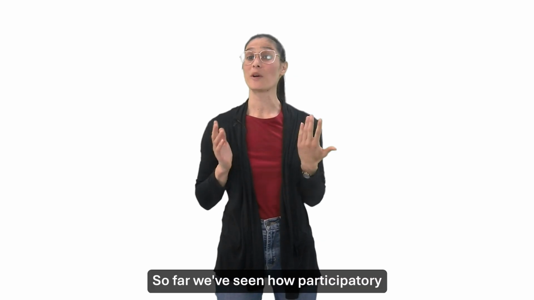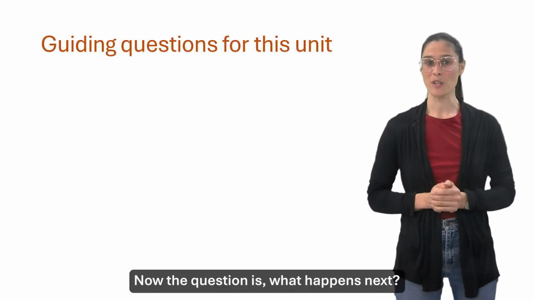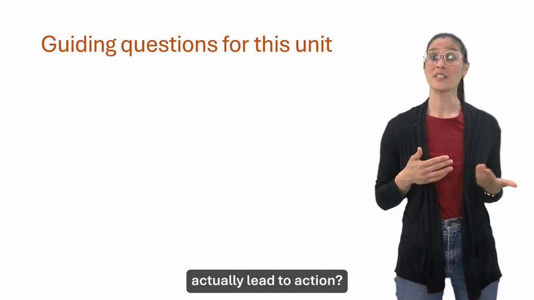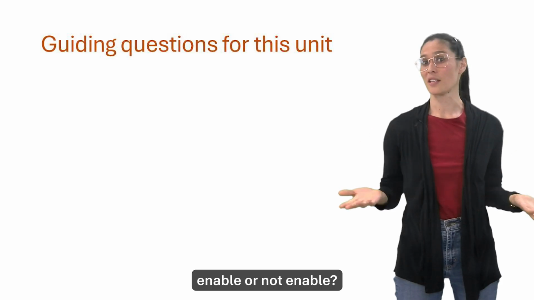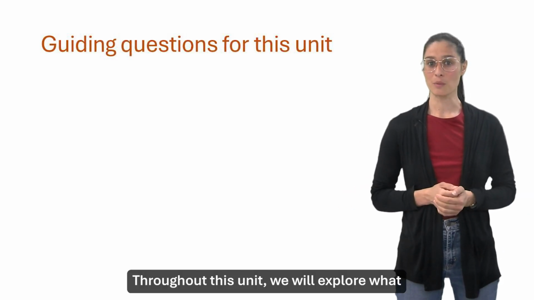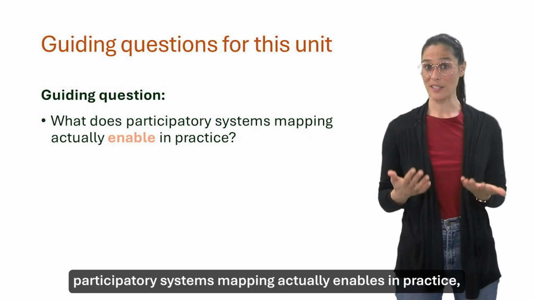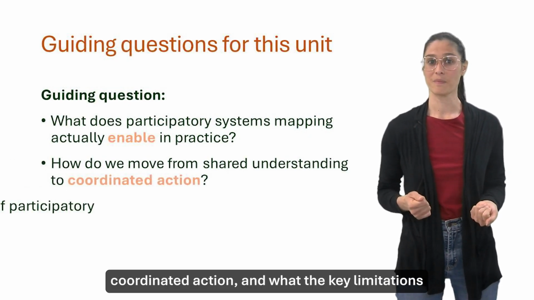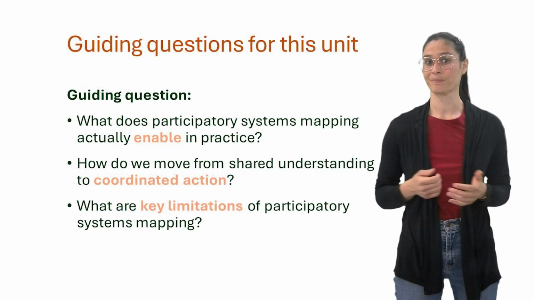So far, we've seen how participatory systems mapping helps build shared understanding. Now the question is, what happens next? How do these shared understandings actually lead to action? And what can mapping realistically enable or not enable? Throughout this unit, we will explore what participatory systems mapping actually enables in practice, how to move from shared understanding to coordinated action, and what the key limitations of participatory systems mapping are.